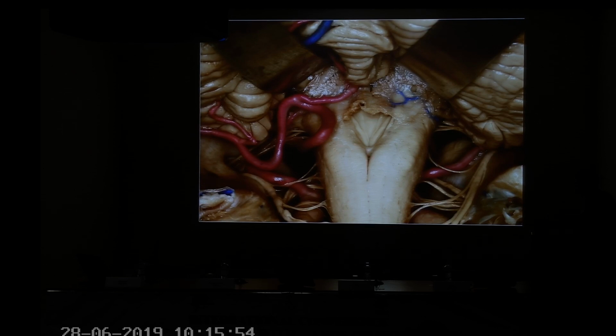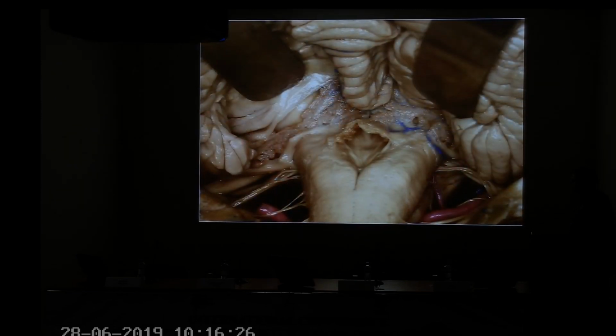This is a good approach in the middle line, and you can approach to this point. But if you go a little bit more lateral, you don't damage the cuneatus and gracilis. You can enter through the posterolateral sulcus, always lateral to this tract. If you respect this tract, you go a little bit more lateral, and you can enter in this direction. Again, the same.